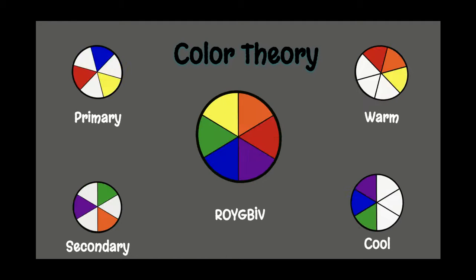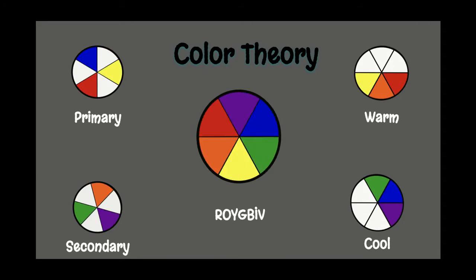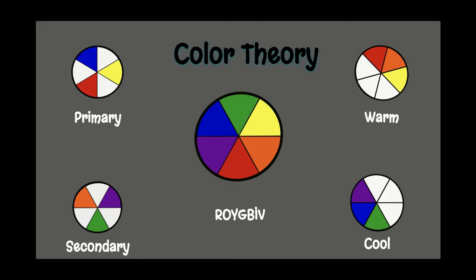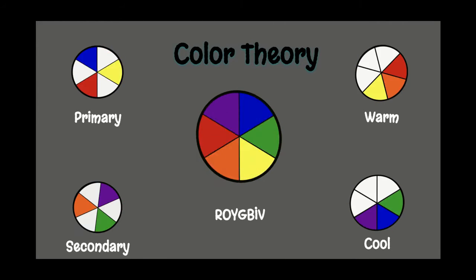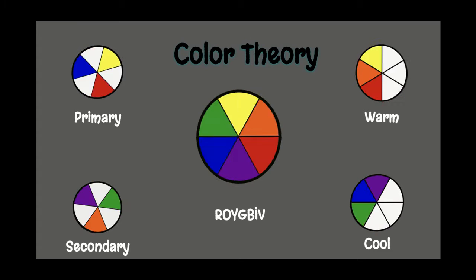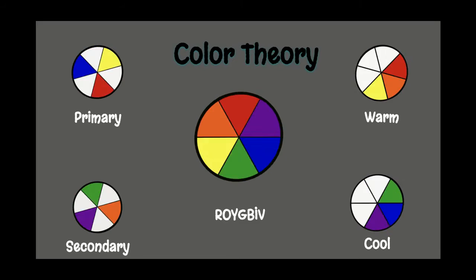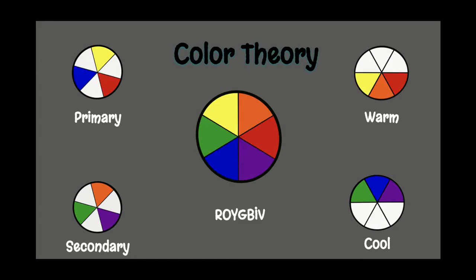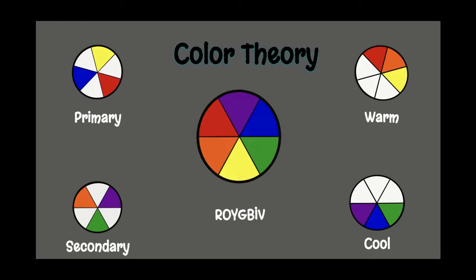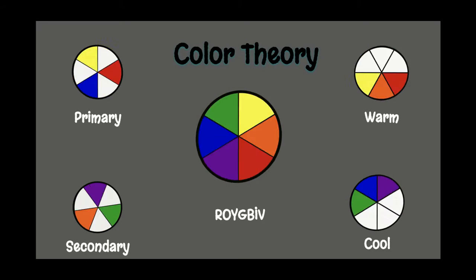I have a lot of GIFs going on this screen here. So we are going to look at our primary colors, which are red, yellow, and blue, our secondary colors, purple, green, and orange, warm colors, which are like the sun, the red, orange, and yellow, cool, like the water, is purple, green, and blue, and lastly, Roy G. Biv. And we know that is the order of the rainbow because of how the colors, when they're next to each other, will create the secondary colors.